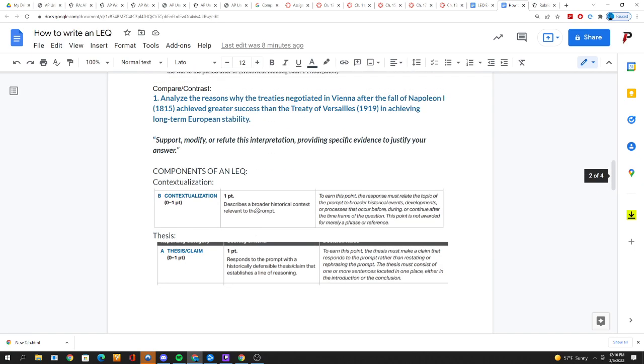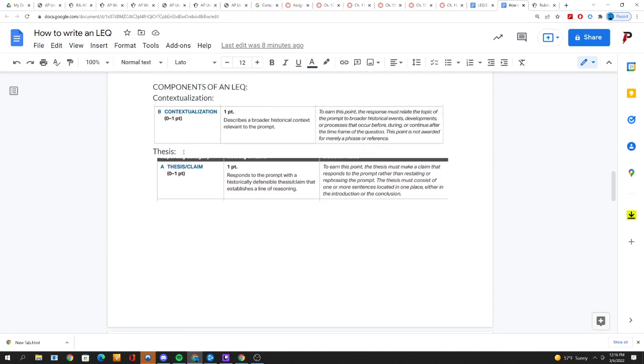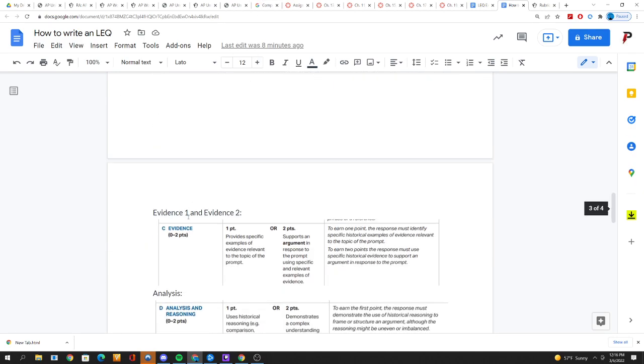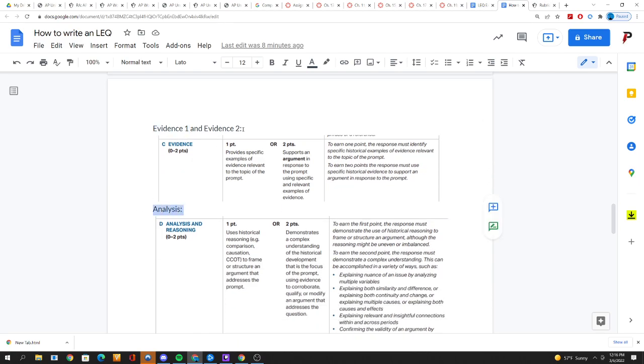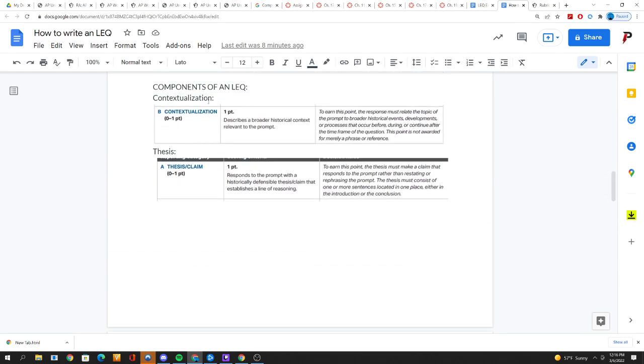Most people can secure a 3 out of 6 on an AP test if they have just decent understanding. And it's either because they can get the thesis and contextualization and one of the evidences. It's harder to get the analysis, and evidence 2, a little bit harder, but it's still pretty reasonable to get. This is not out of anyone's reach. If you have done the reading, you should be able to get at least these 4 points. A little bit harder for context, but still very manageable.